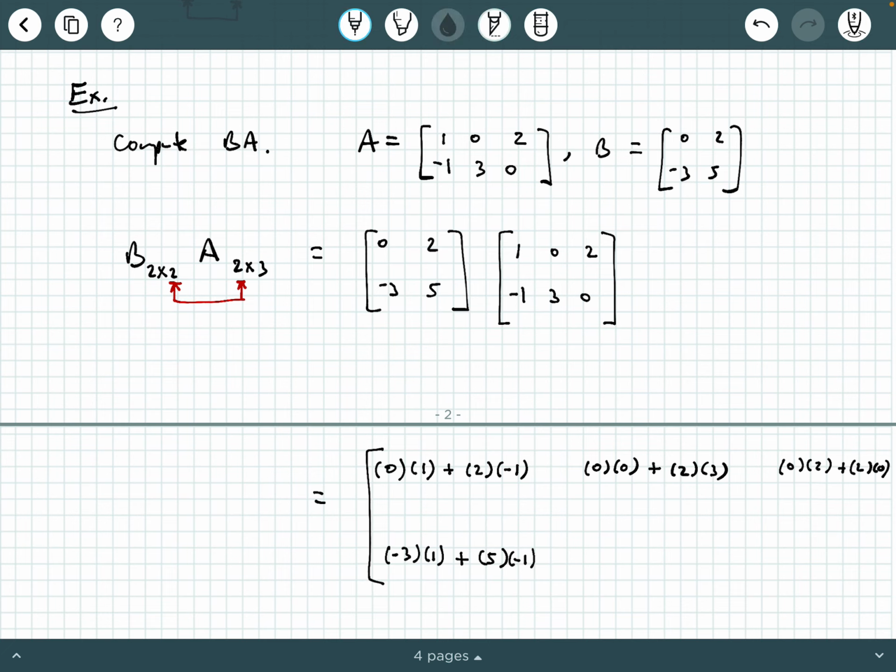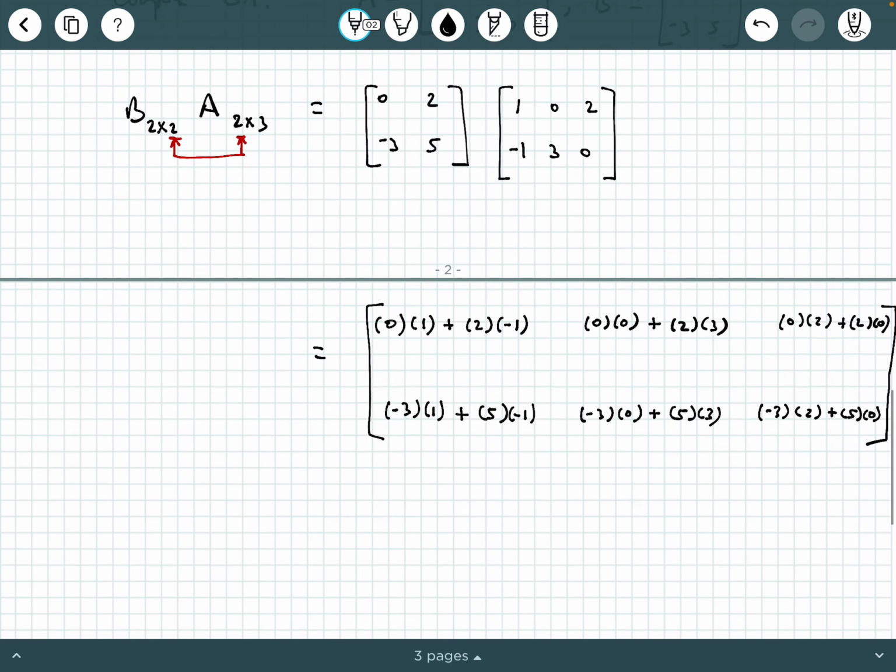Okay, next, row 2 of the left matrix times column 2 of the right matrix. So I'll have negative 3 times 0 plus 5 times 3. And then my last operation, row 2 of the left matrix times column 3 of the right matrix. So that's going to be negative 3 times 2 plus 5 times 0. And all of this together makes our brand new matrix.